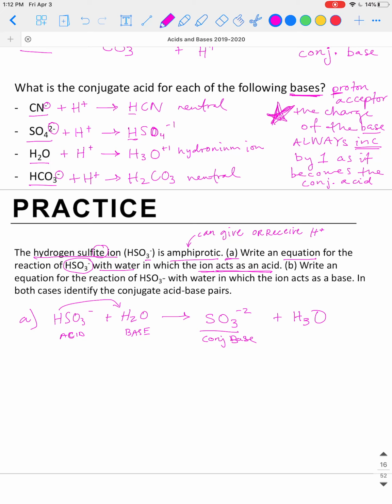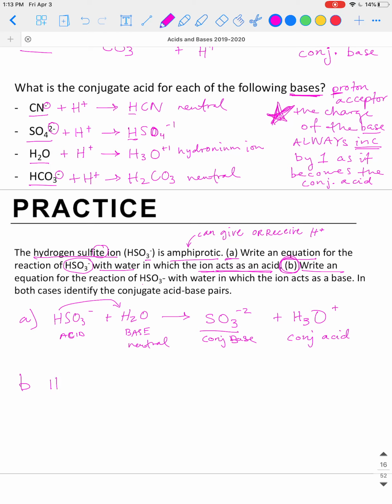And let's read this statement. The charge of the base always increases by 1 as it becomes the conjugate acid. So if this is the conjugate acid, it went from neutral, it increases by 1, it becomes +1. All right, so that's part A. Part B, here's part B.